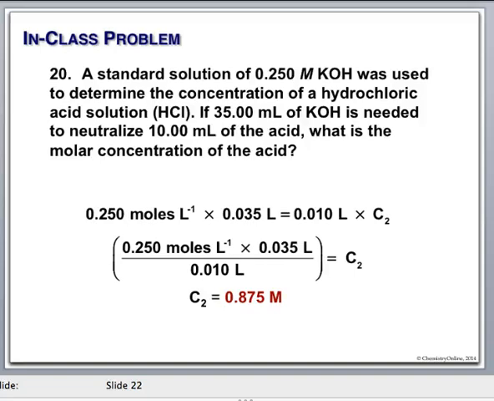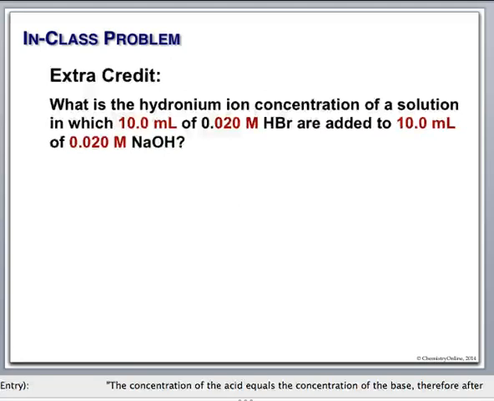And once again, on the extra credit, here I was trying to be nice, and so I gave you this. We have 10 mils of 0.02 molar acid. We're adding that to 10 mils of 0.02 molar base. What is our final hydronium ion concentration? Well, again, you can do this in your head, sort of. 0.01 liters, 0.02 molar, 0.01 liters, 0.02 molar.